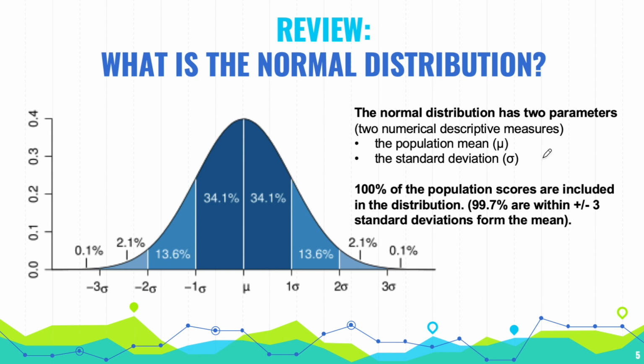So again, as we've discussed, the normal distribution has two parameters, the population mean and the standard deviation. Those are numerical descriptors. And we also use this normal distribution to talk about probability of obtaining certain values in our distribution. Remember, 100% of the population scores are included in the distribution in this area underneath the curve and above the x-axis. Almost all of our probability falls within -3 and +3 standard deviations above and below the mean value.